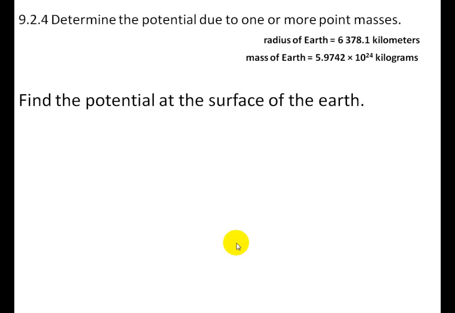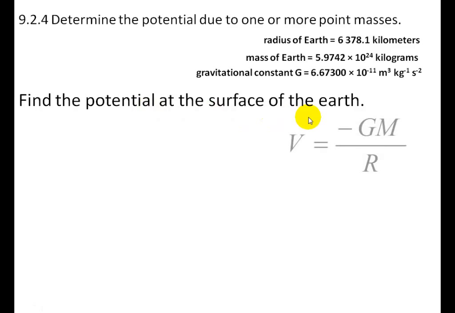Determine the potential due to one or more point masses. So we have the radius of the Earth is this value, the mass of the Earth is this value. Find the potential at the surface of the Earth. You know that the potential is equal to minus GM over r, so you can try this. You know G, you know the mass, you know r, so you can find the potential at the Earth's surface.